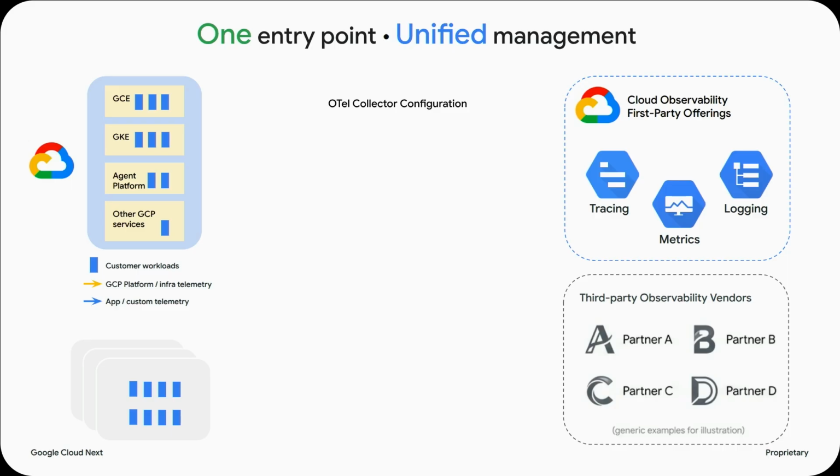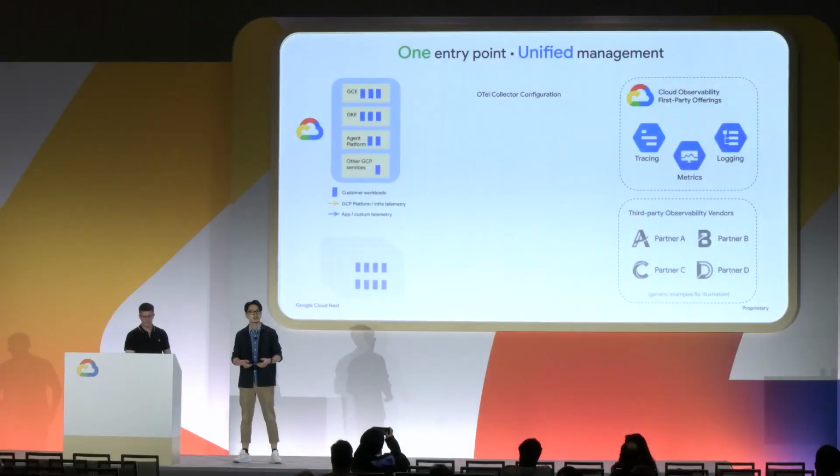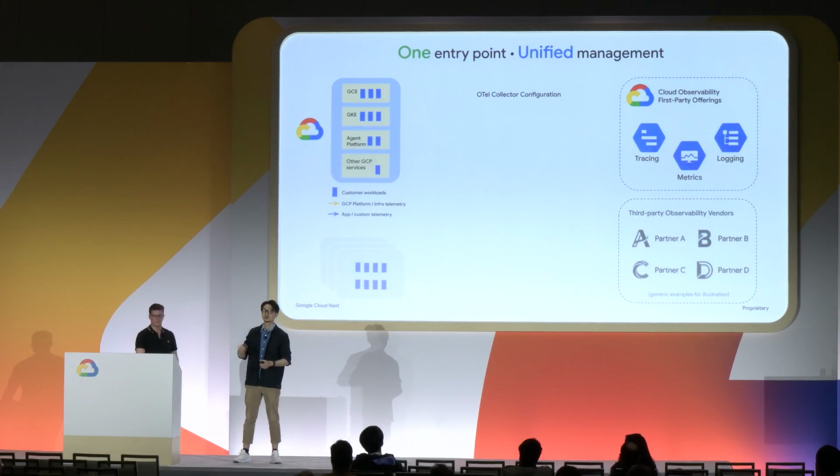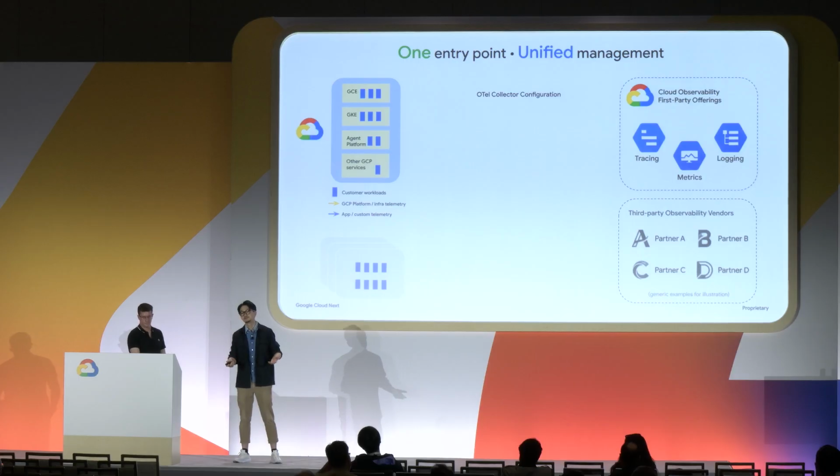And besides GCP, you might have workloads and agents sitting in other environments, like other hyperscalers, public cloud, or your own on-prem data center. That's one end of the story. Now on the other end, you have your backends. This is where your telemetry is being stored and analyzed.